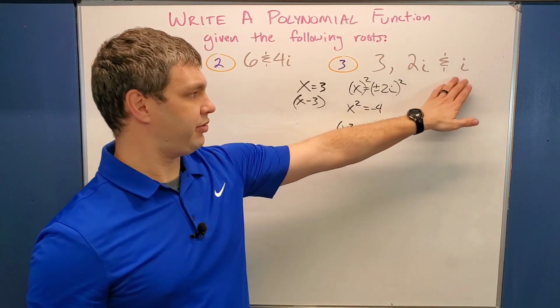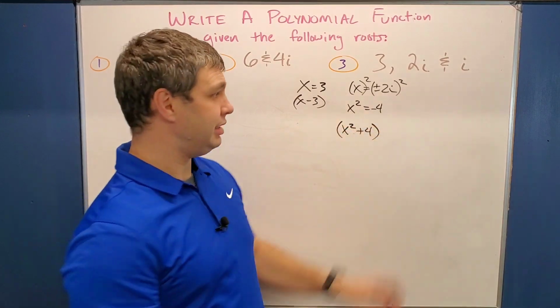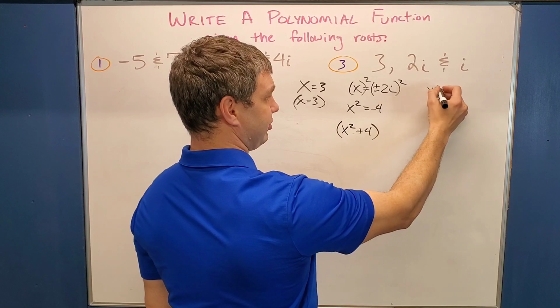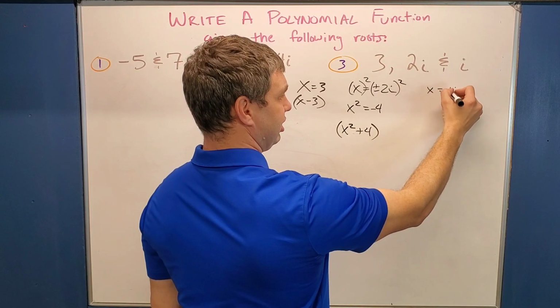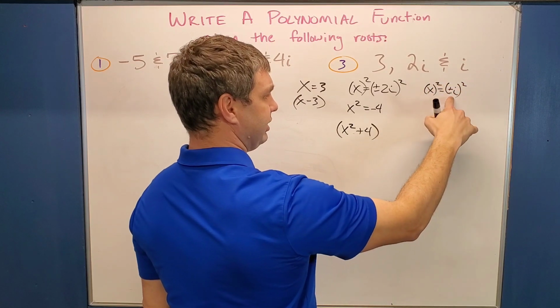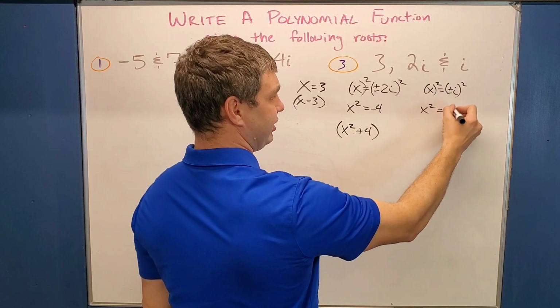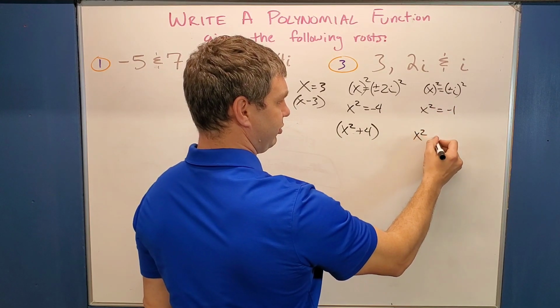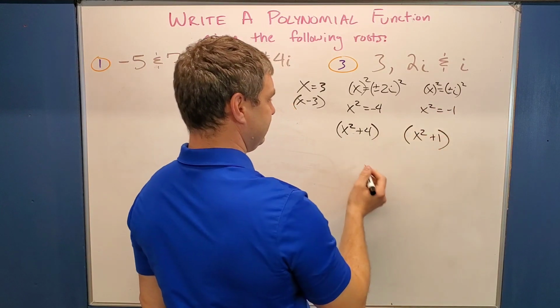All right, same thing for the other one. I need a plus or minus i. And it's going to do the same thing. You might be able to get to a point where you can just see what it's going to be, but for the sake of this, I'll write it out again. X equals plus or minus i, square both sides. And here we're going to end up with x squared equals -1. Add the -1 over, and x squared plus 1 is the factor.